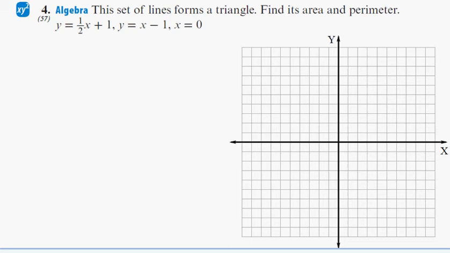This set of lines forms a triangle. Find its area and perimeter. Okay, class, don't you be lazy. You graph this one with me. I'm going to start out with the easy one: x is equal to 0. I know you're impressed. Pick the easy one first, right?